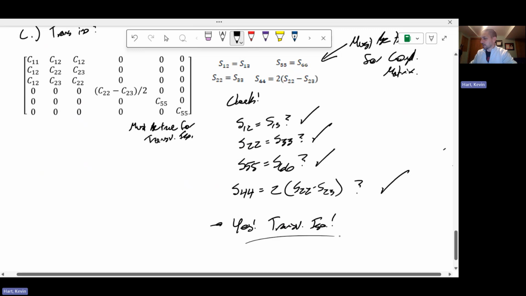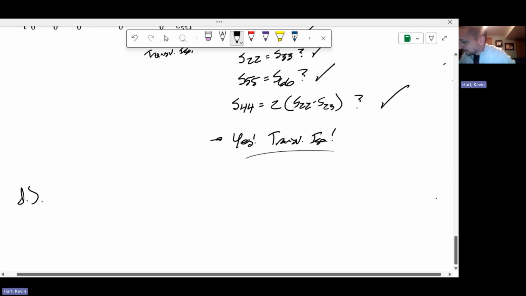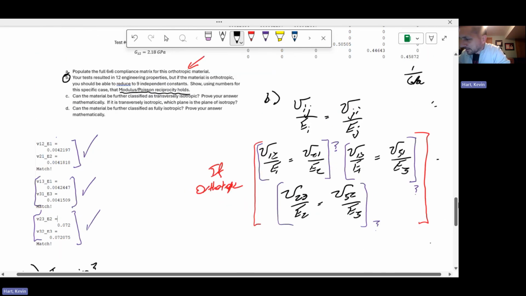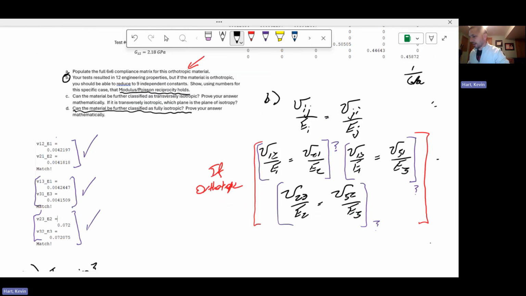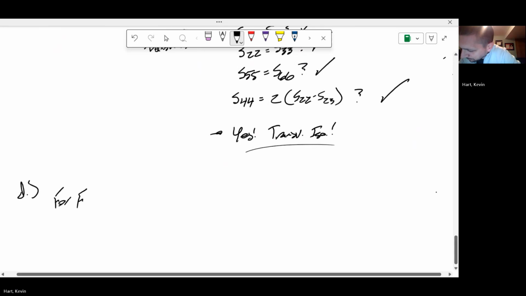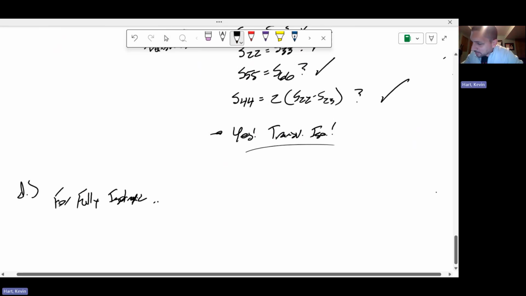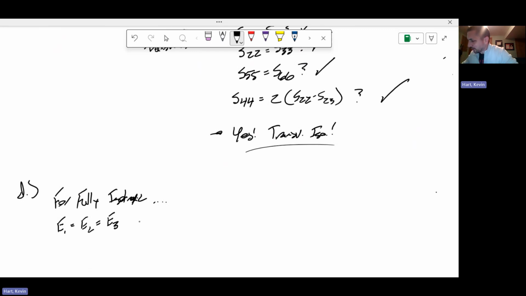Okay, so that answers part C. The last thing to check, and the last question that we're asked in part D of this problem, is can the material be further classified as fully isotropic? There's a lot of different ways to look at this as well, but one of the easiest is, all right, if it's fully isotropic, and again, you can consult the notes for this, there are a lot of things that have to hold, like you need E1 equal to E2 equal to E3. That's one thing that you can do to check.